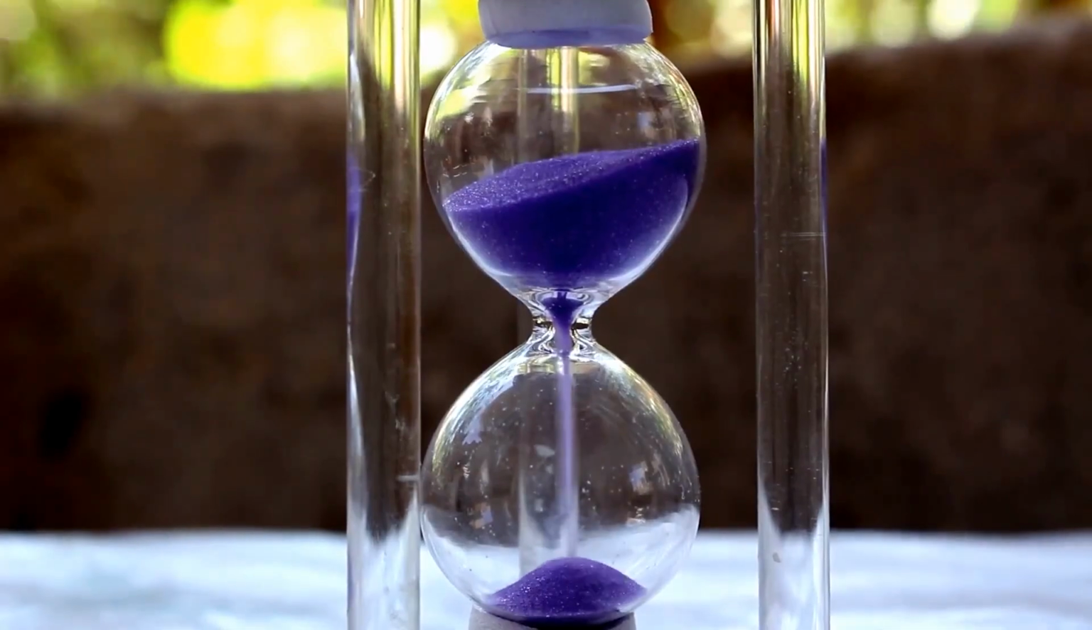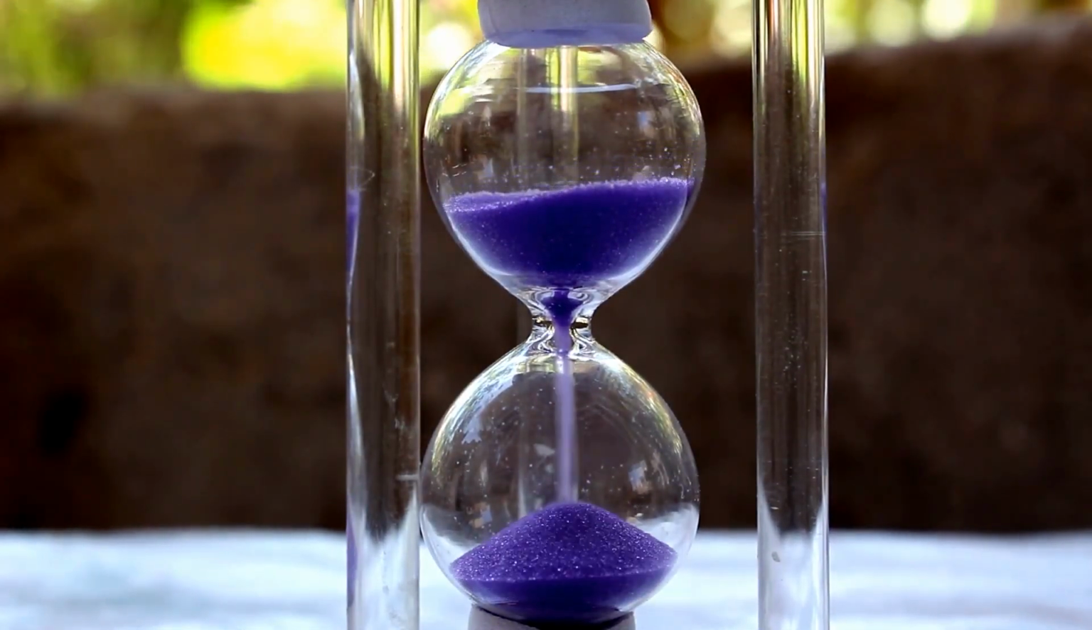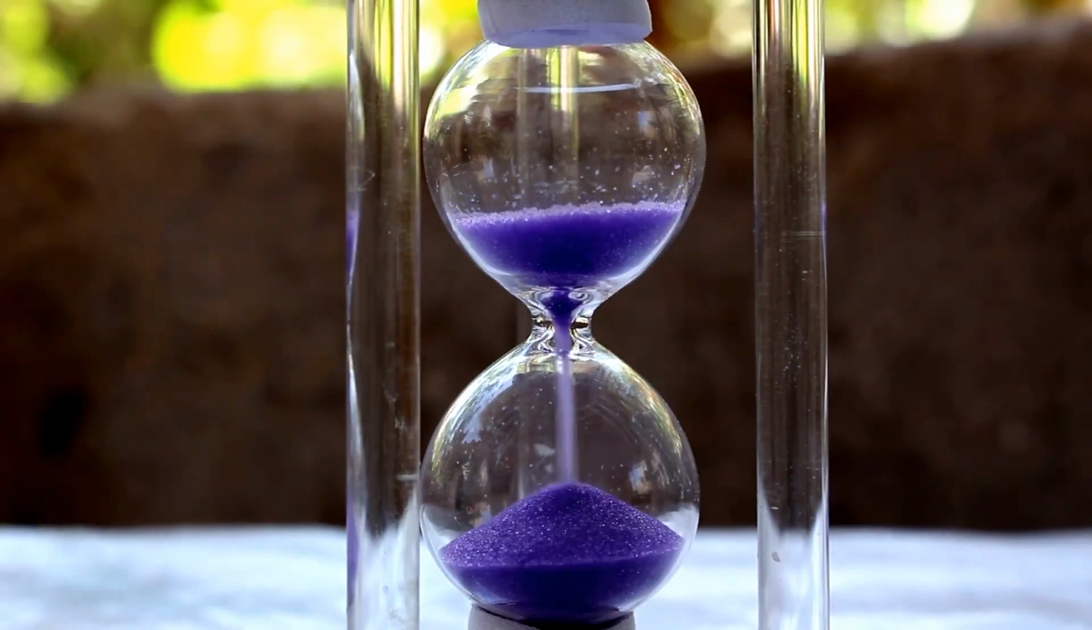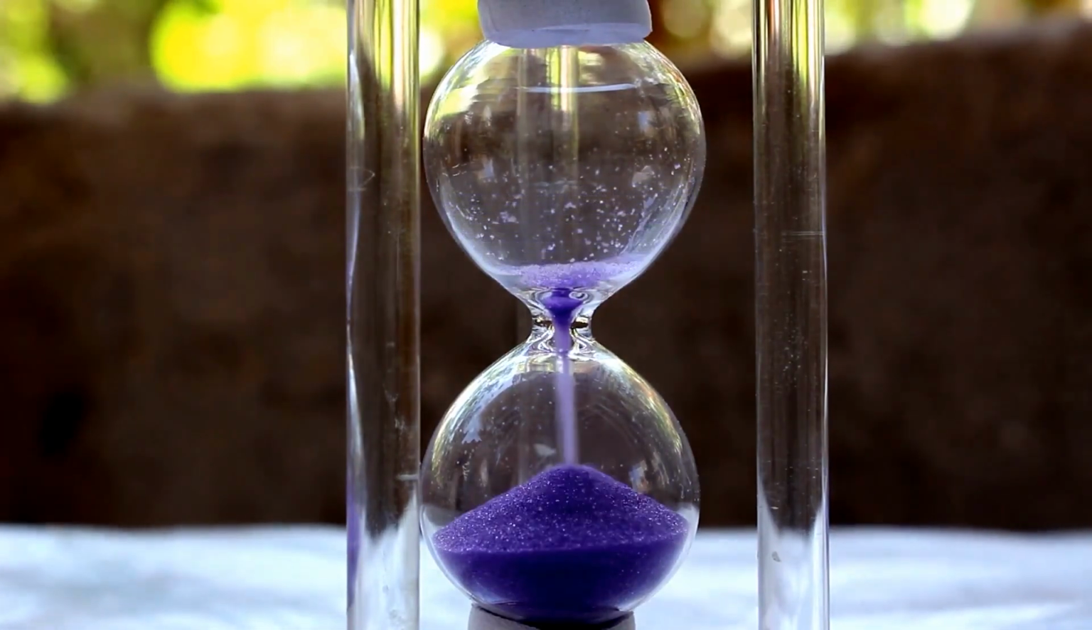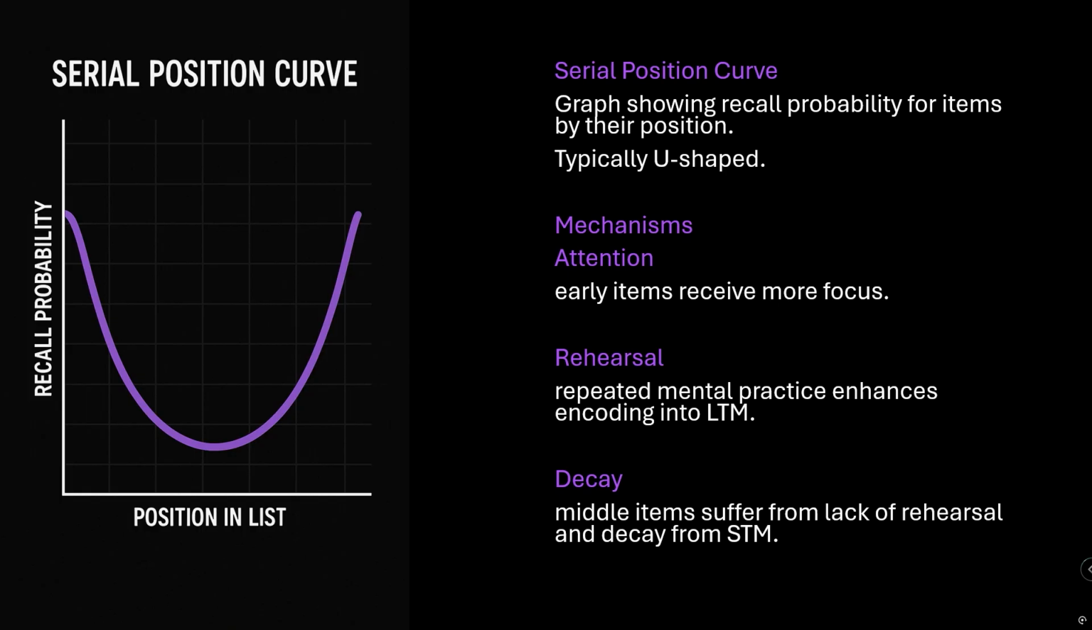With delayed recall, so when there was a 30-second delay, what do you guys think happened? I'll tell you what happened. The recency effect diminished, but the primacy effect remained. So remember, the recency effect relies on our short-term memory. Because that 30-second delay has happened, our recently recalled information starts to disappear. But because we've had time to process the words at the beginning of the list for longer, our primacy effect remains.